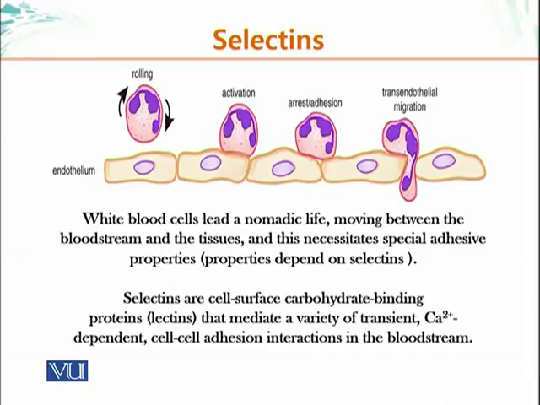These properties partly depend upon selectins. Selectins are cell surface carbohydrate binding proteins. We have talked about lectins. So selectins are lectins, but they are present on the cell surface. They mediate a variety of transient calcium ion dependent cell-cell adhesion interactions in the bloodstream.